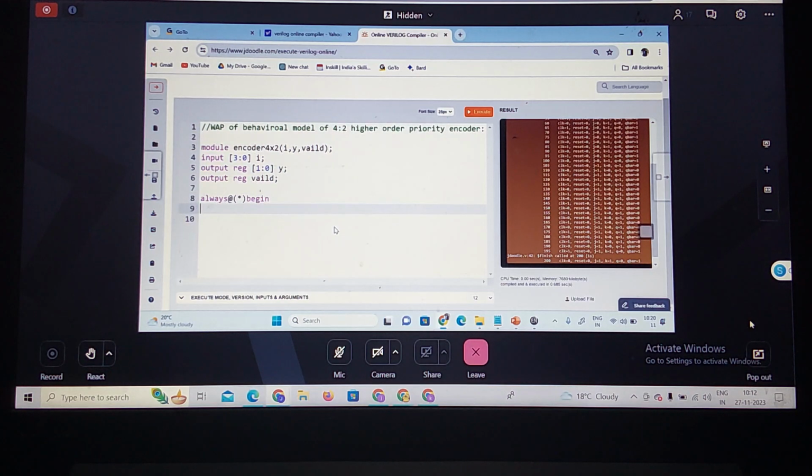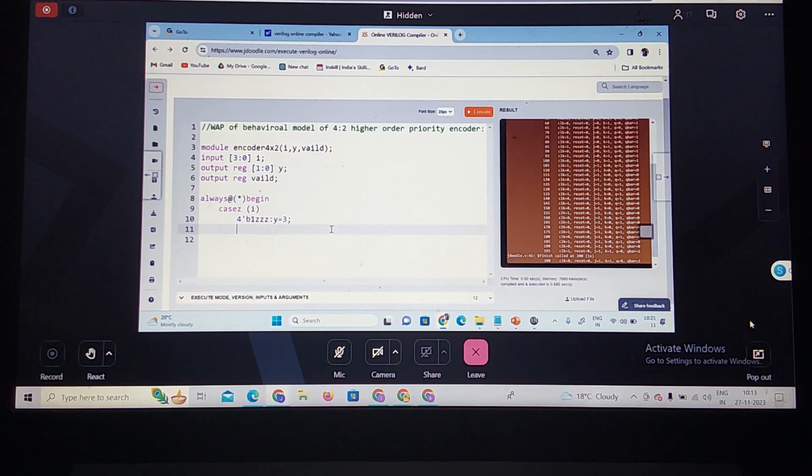Begin. What statement is it? Case of what can I write here? I. Simply I. Correct? I is nothing but what now? 3 down to 0. Vector. Next, what do I need to do? The alternative to this. 4'b1Z is equal to... what do I want to do? Y is equal to 3. Correct? Y is equal to 3.